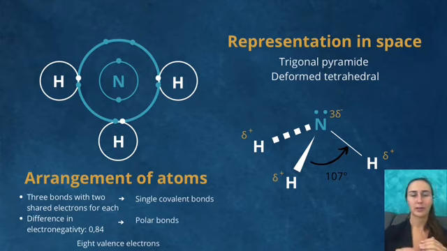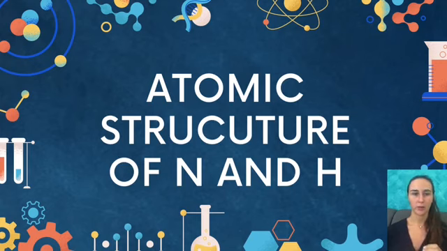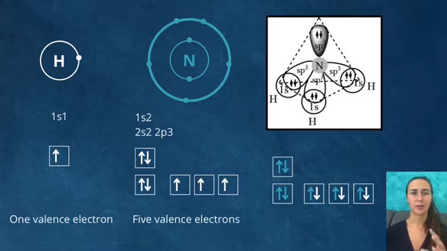Now we will see the atomic structure of each atom in our molecule. Hydrogen is the simplest element in existence. It consists of a single shell with 1 electron, 1 valence electron. Its electronic configuration is 1s1. Nitrogen is made up of 7 electrons distributed in 2 shells with 5 valence electrons in the outer shell. Its electronic configuration is 1s2, 2s2, 2p3. There is a single electron in each sub-orbital for greater atomic stability.